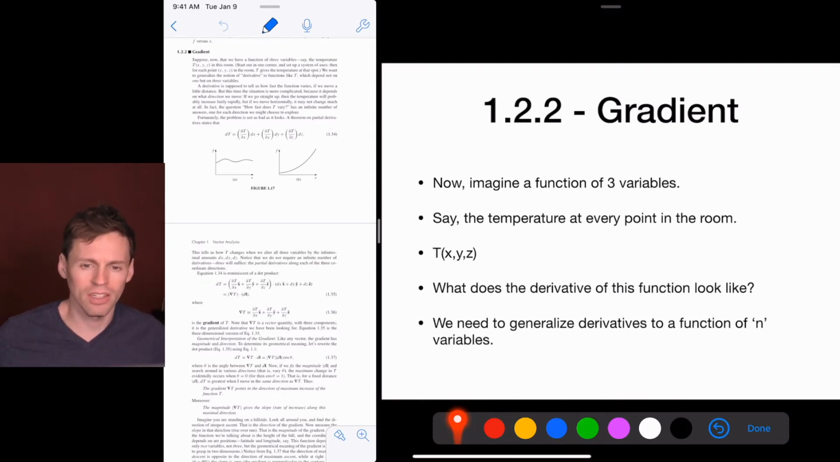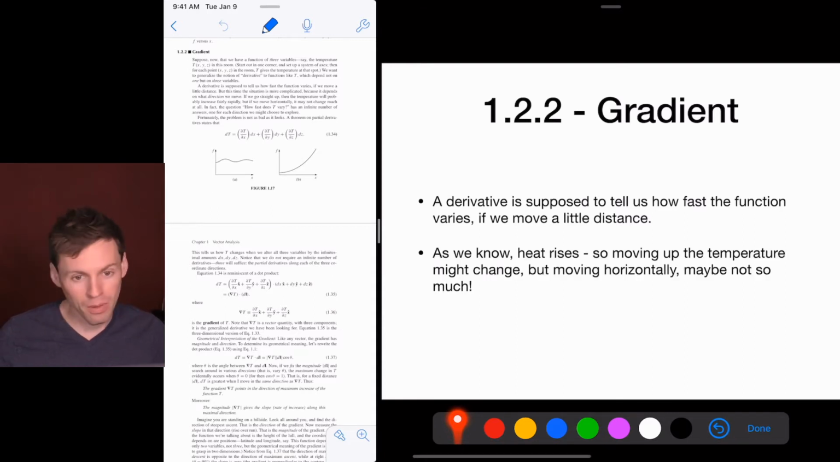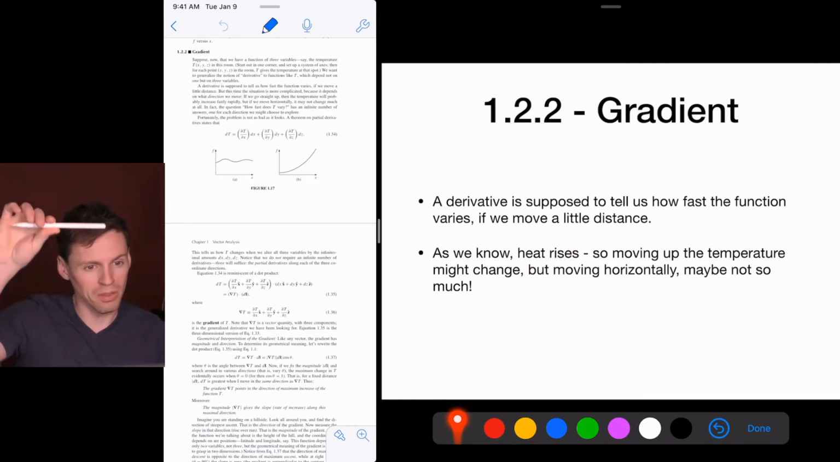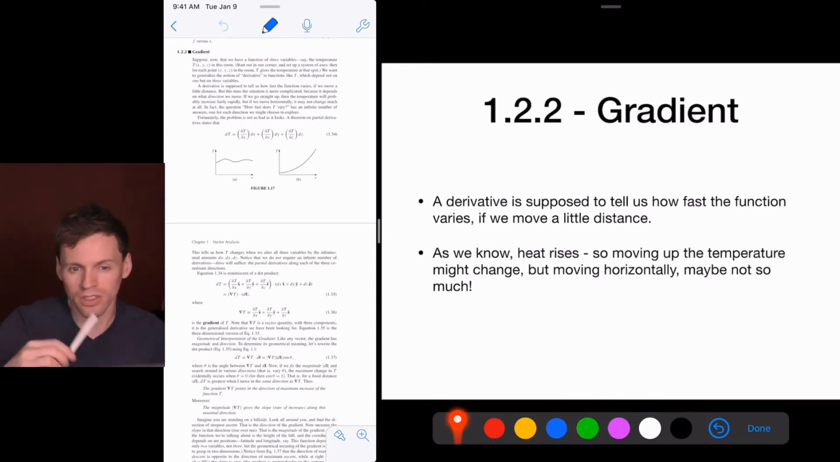So we need to generalize our derivatives to a function of n variables. The derivative is supposed to tell us how fast the function varies if we move a little bit from some point. And as we know, heat rises. So if you go up in a room, the temperature should change quite a bit. It should go from cold to warmer. But if you move left to right, or horizontally, it shouldn't change too much. So when we take the derivative of this temperature function, it's not going to be the same. It depends on where we're moving around.